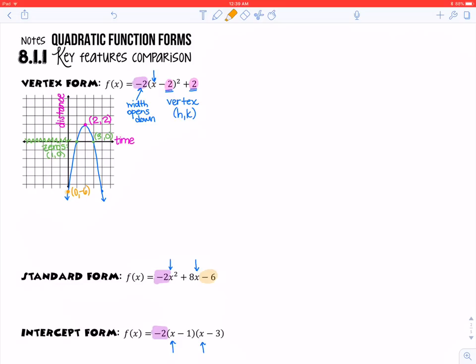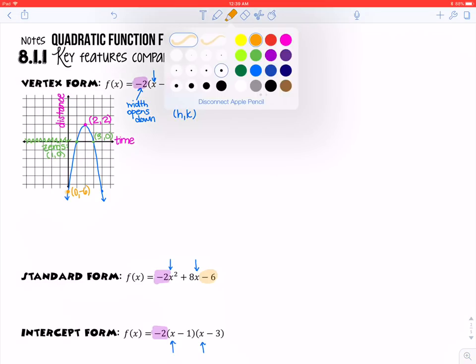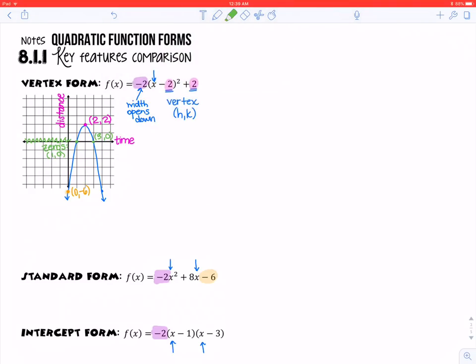And some of you discovered that on your Desmos lab as well when we were checking to see if those basketballs were going to make it in the hoop or not. Okay, so that takes care of everything in standard form except for the 8. And then in intercept form, I wonder if we recognize these numbers, -1 and -3, just the opposite of our zeros, our x-intercepts. So those are some pieces to look at.